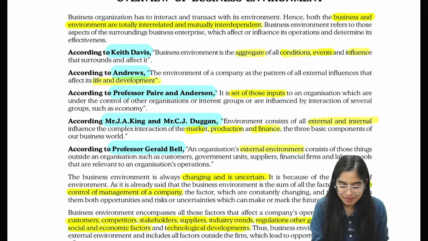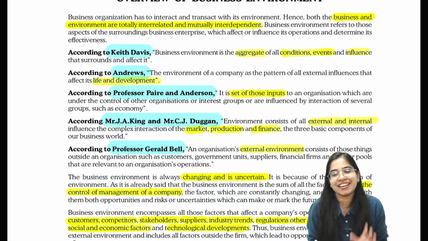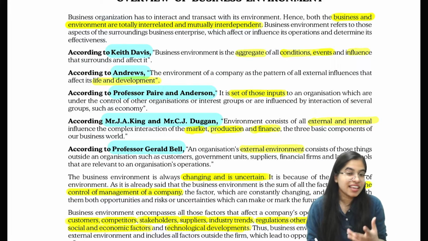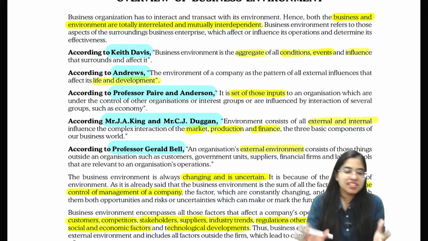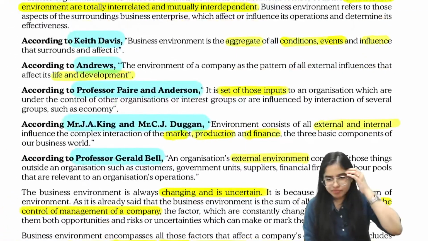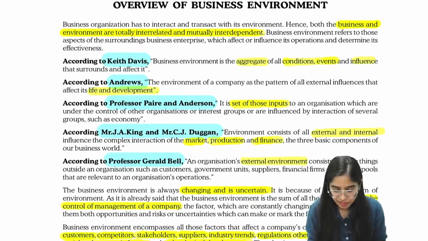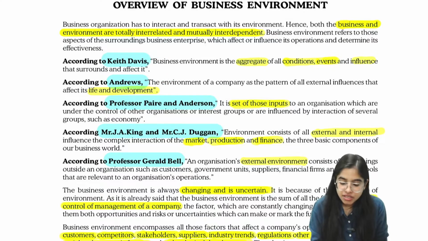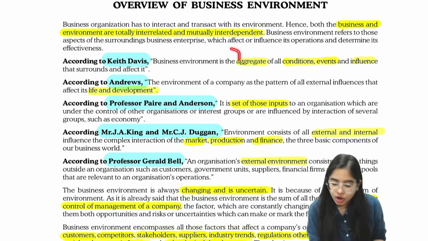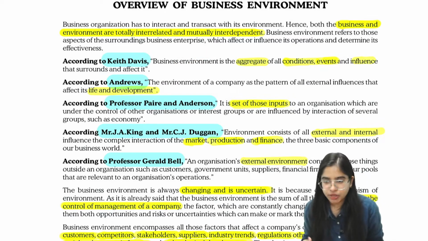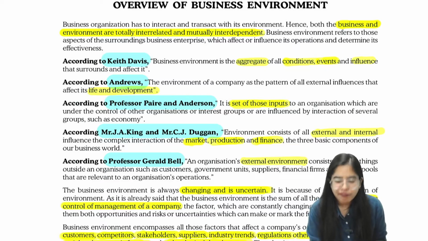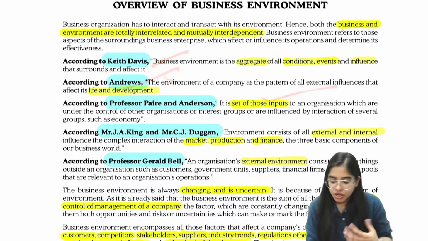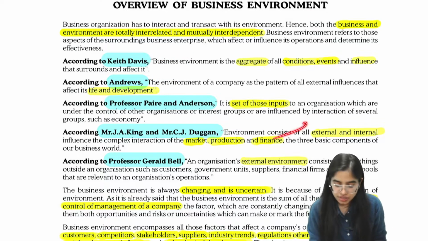So you would be expecting a memory technique for this also. I have not made any memory technique for these definitions, because I was thinking but could not find any specific one. But we can try learning some of the definitions. Ma'am, these definitions are not very important, but sometimes in your exam it is asked which definition Keith Davis gave, or which author gave a particular definition. So you just have to remember that this definition is given by Keith Davis, this by Andrew, this by Pear and Anderson, this by King.